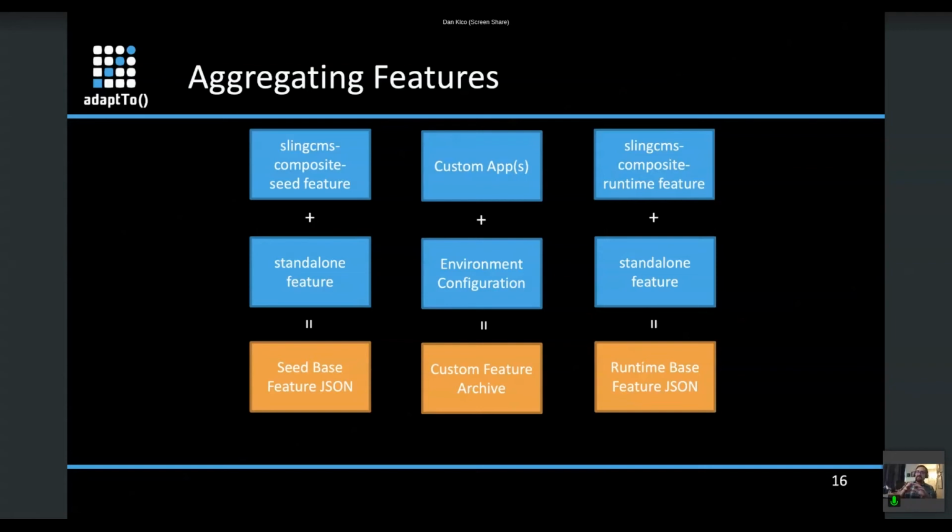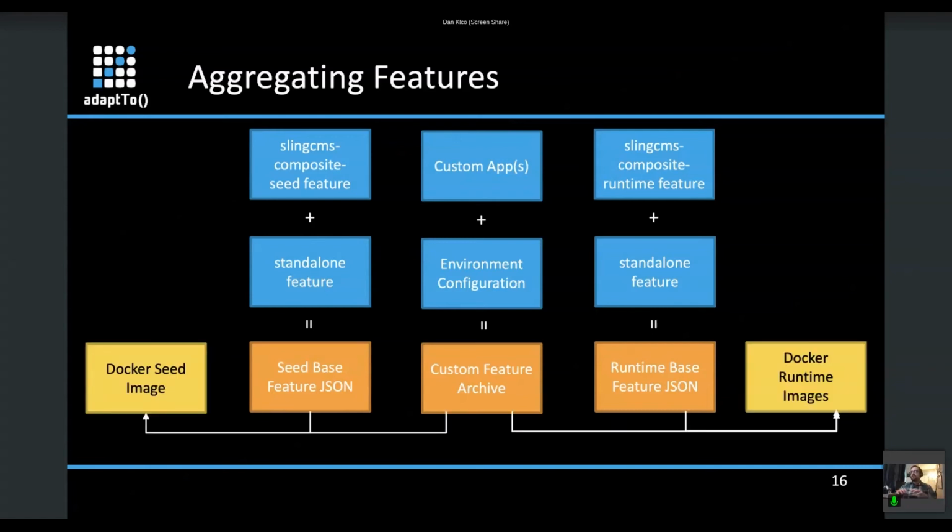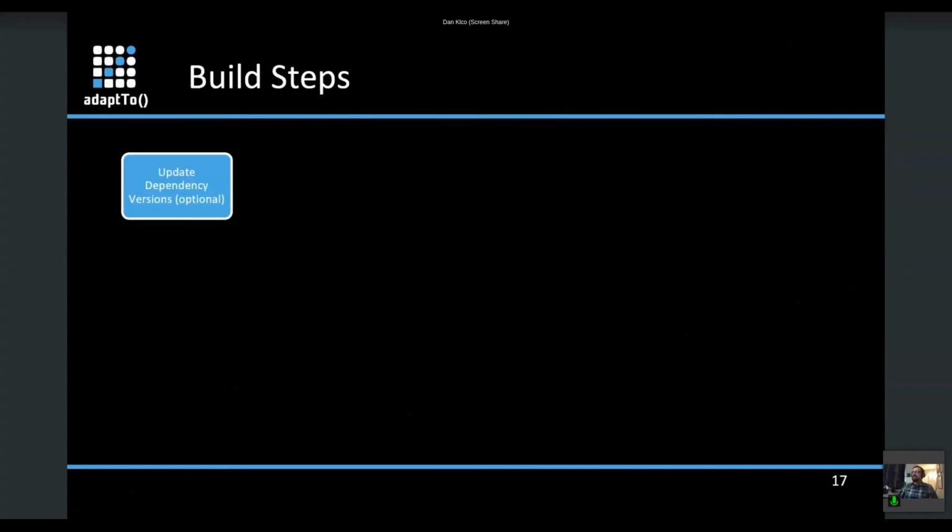And then I'm also creating a custom feature archive, so that way I don't have to worry about exposing my project through Maven and all the credentials and that sort of thing. I just build a feature archive of it, so Sling, when it starts up, knows where to find the code for that. Then the final step is creating the two Docker images. So you got the seed image, which is used to build startup, and then grab that, and then the runtime image, which is actually used during the runtime process.